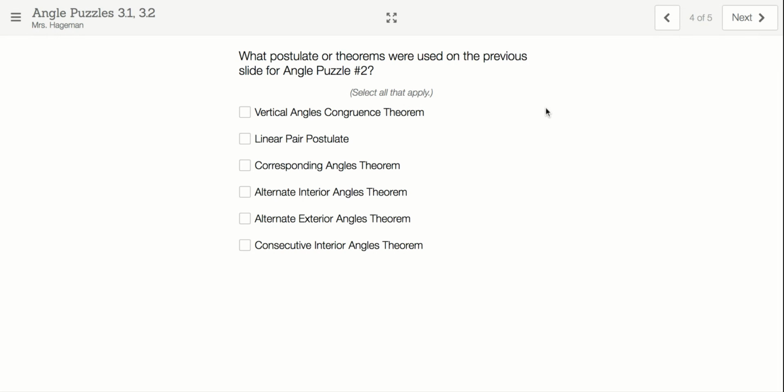What postulate or theorems were used on the previous slide for angle puzzle number 2? We used vertical angles. We used linear pairs. We used corresponding and alternate interior. We did not use alternate exterior, and we did not use consecutive interior. Alternate exterior, one is above the transversal, one is below the transversal, or to the left of the transversal, to the right, so there's an alternate relationship. Those are congruent. Consecutive interior is when you have angles on the inside of the parallel lines, back to back, and those add to 180, which we did not have.